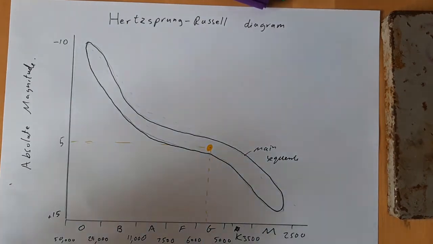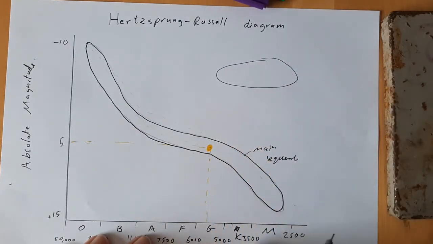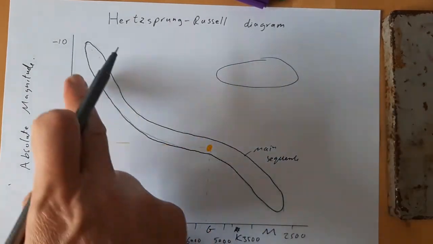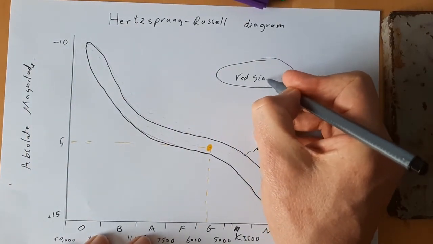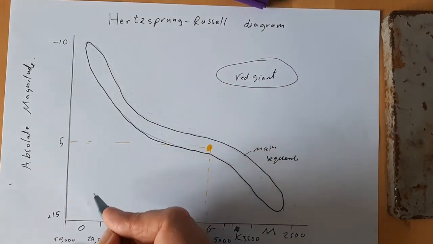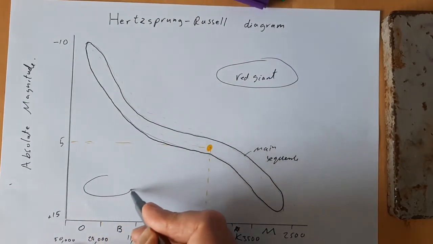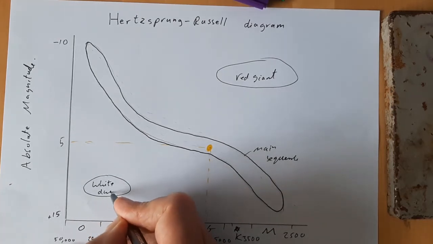There are a couple of other regions, though, that we need to know. Up here, so what have we got? These are lowish temperature stars with a lot of power output. So these are the red giants. And then down here, we've got low power output, but hot stars. And here are the white dwarfs.